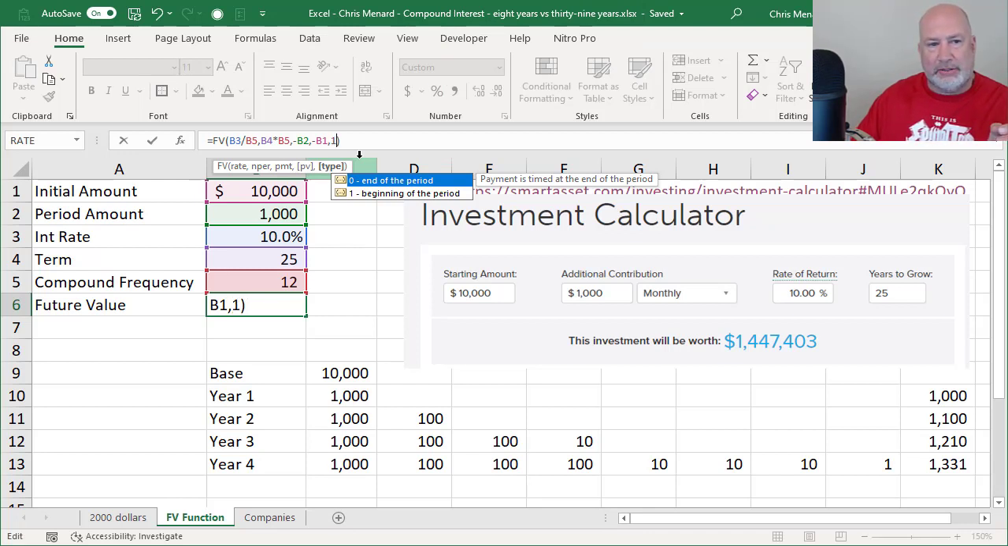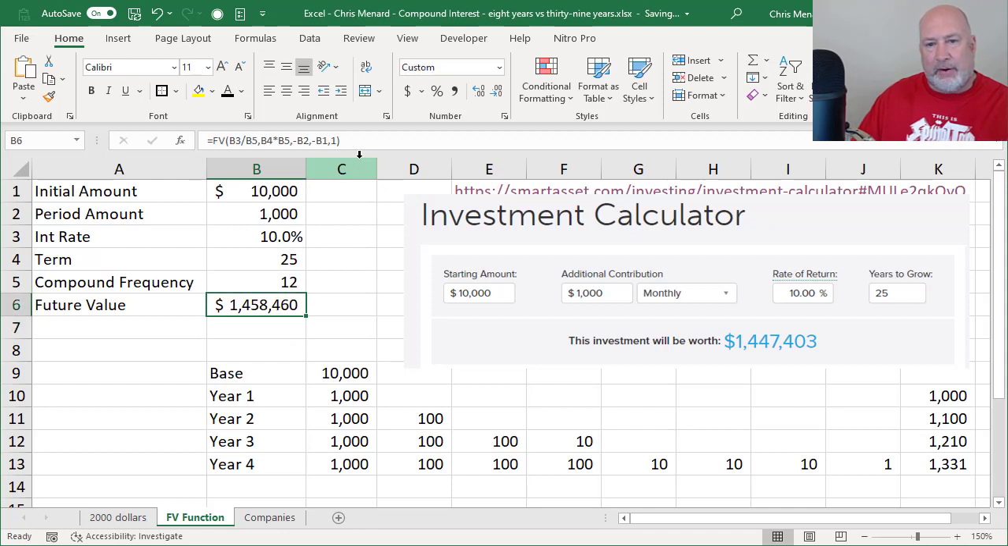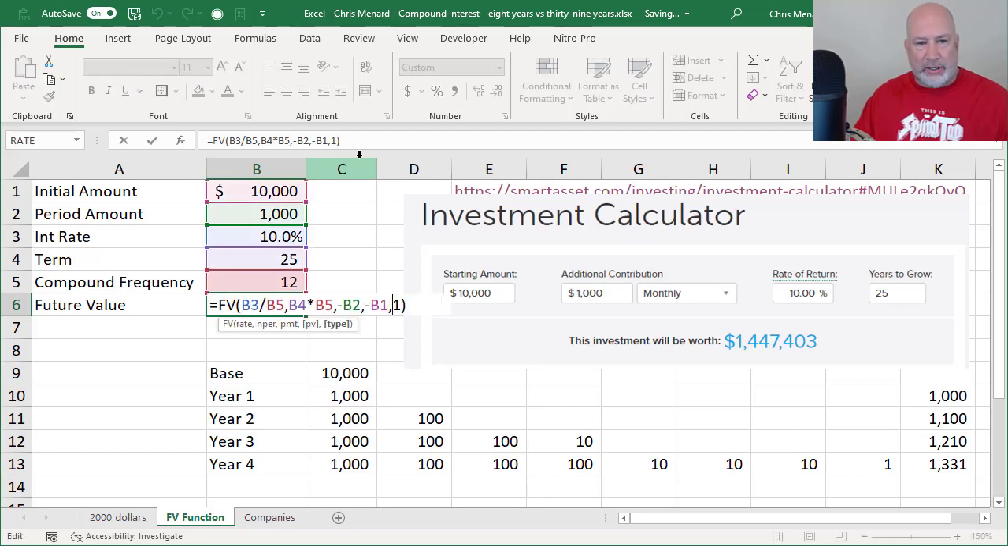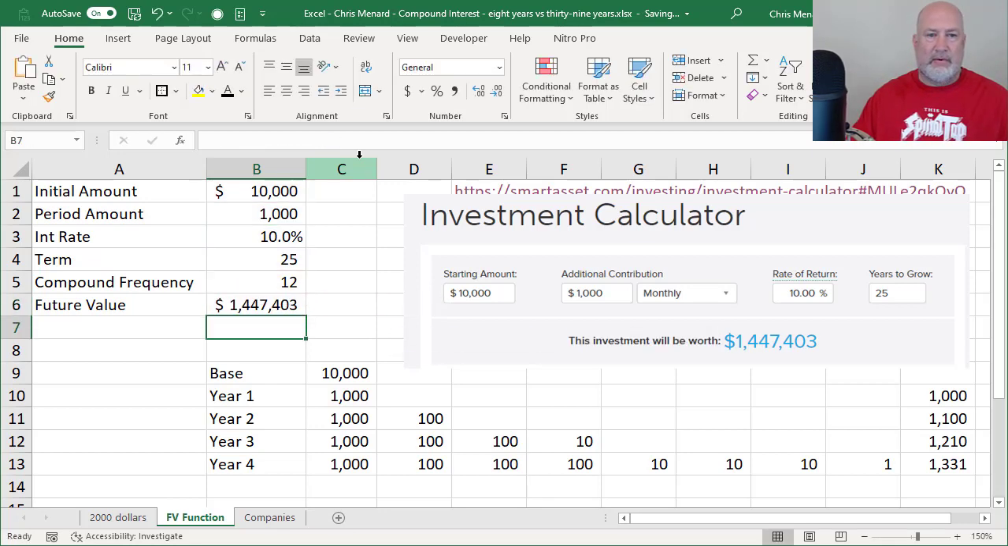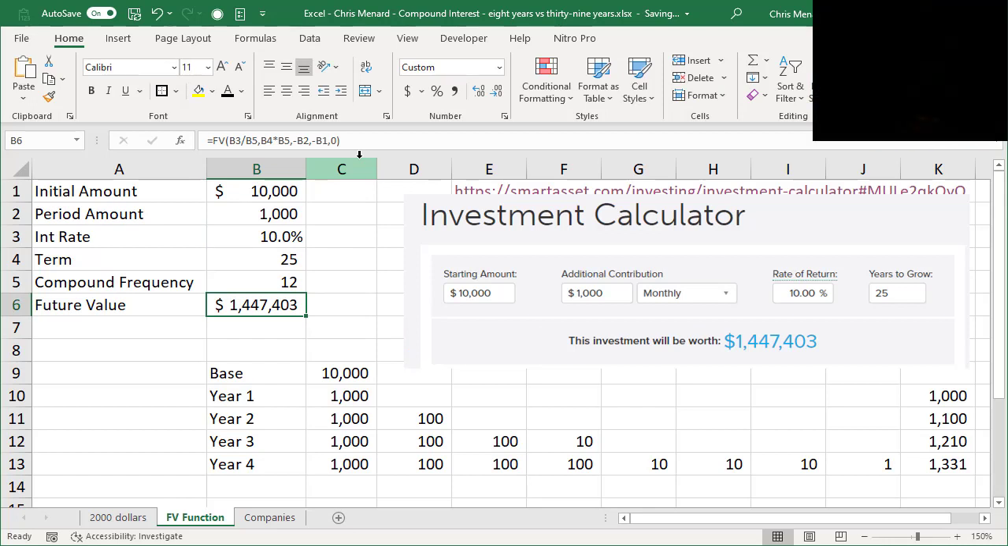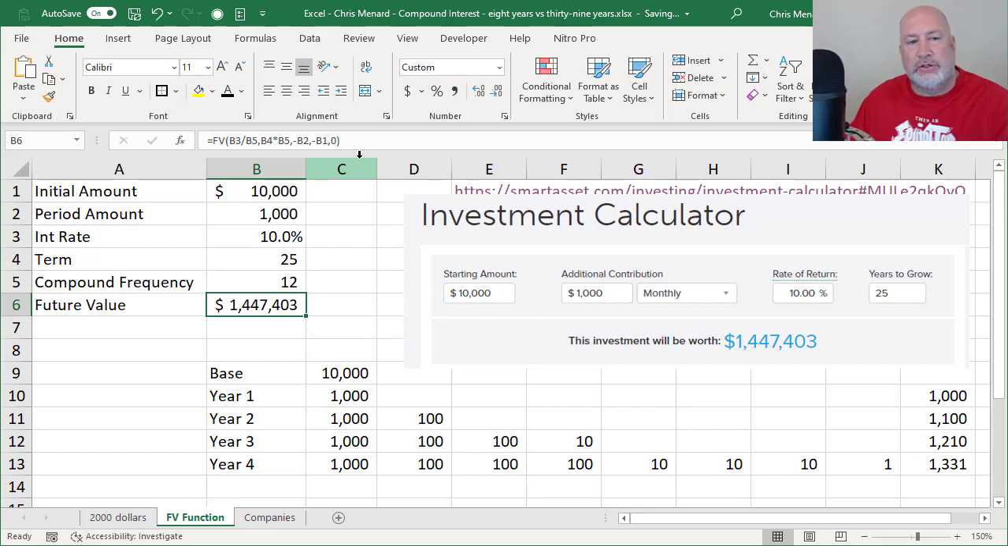Again, in this example, it's not going to matter. But if I was to put it in at the beginning, I would actually get a little more money. But most likely, you're putting it in when you get paid. So I'm going to leave it as zero right now. But that's the zero versus one. Anyway, there is an investment calculator. There is your future value function explained.